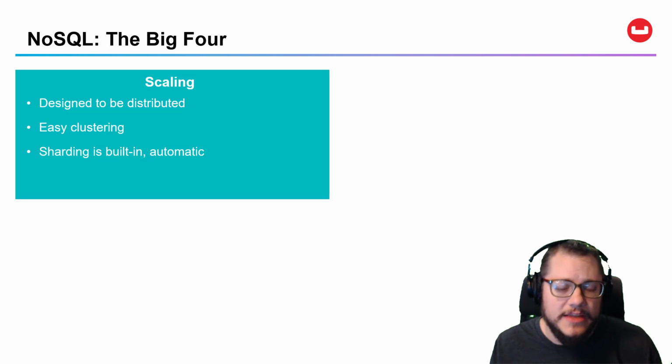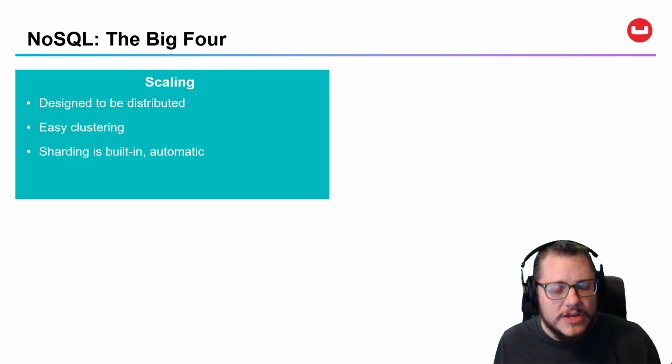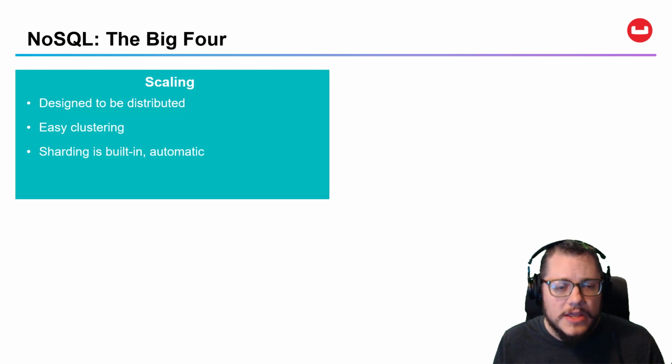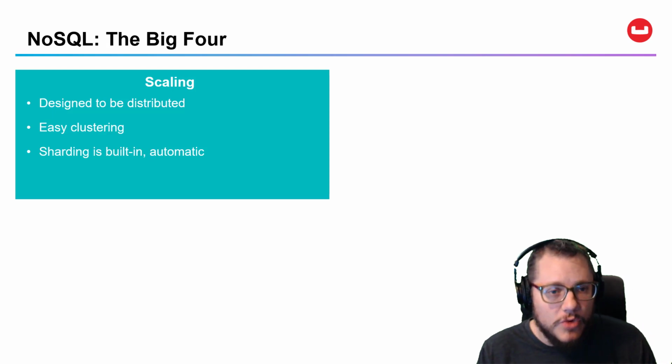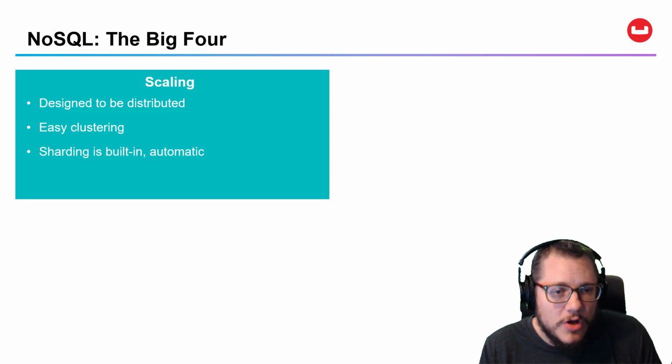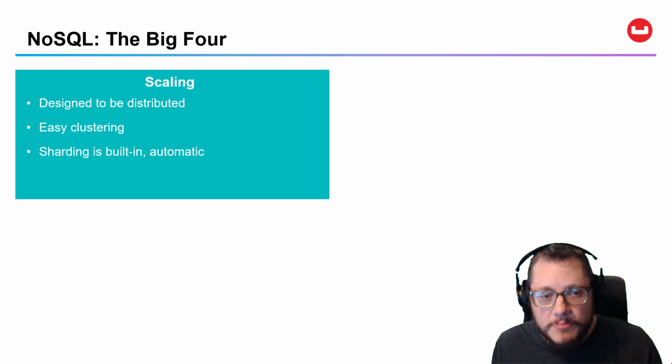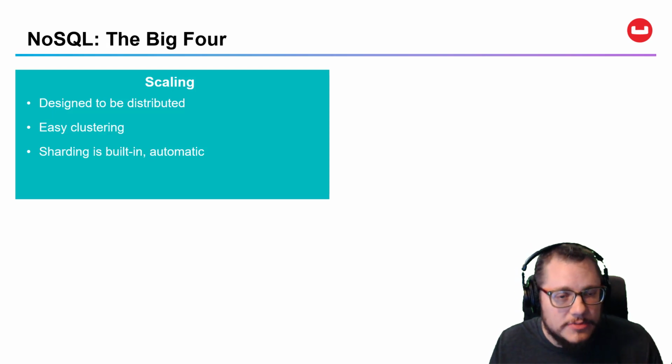So the first one is scaling. It's my belief that scaling was the main reason that NoSQL started and gained traction in the first place, because scaling is hard to do with systems that were designed to be run on one machine and serve a relatively small number of operations. Serving millions of operations with one big machine becomes expensive or at some point becomes impossible.